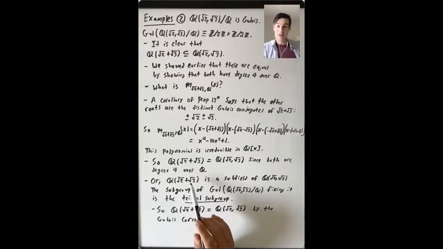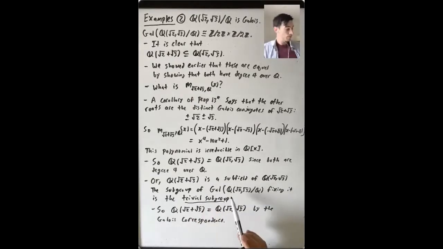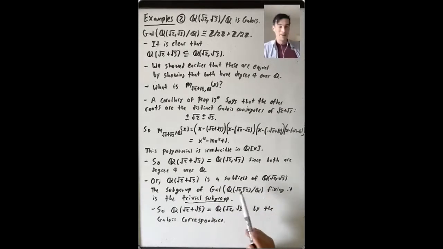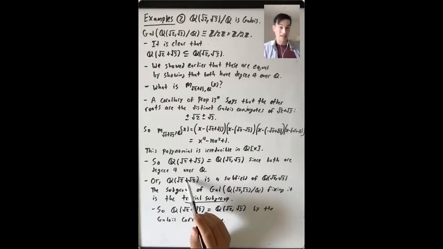So you apply any of the three other Galois elements to square root of 2, square root of 3, and you get something different. You get a Galois conjugate that's not square root of 2 plus square root of 3. So the only subgroup of this Galois group fixing this entire field is the trivial one, the only element of the Galois group fixing this entire field is the identity.